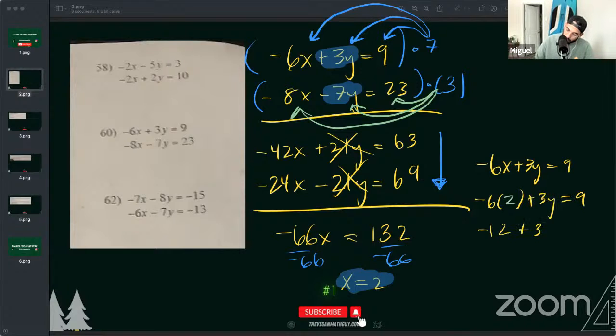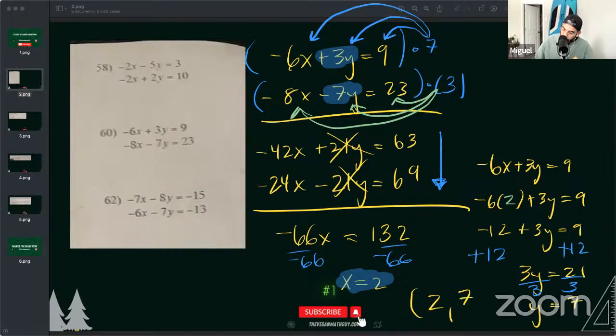-12 plus 3y is equal to 9. We're trying to solve for y, so we're going to add the 12 to the other side. We get 3y is equal to 21. And in order to solve for y, we're going to divide both sides by 3 and get y is equal to 7. So our answer, again, our answer has to be a coordinate. We're going to make that 2, 7.